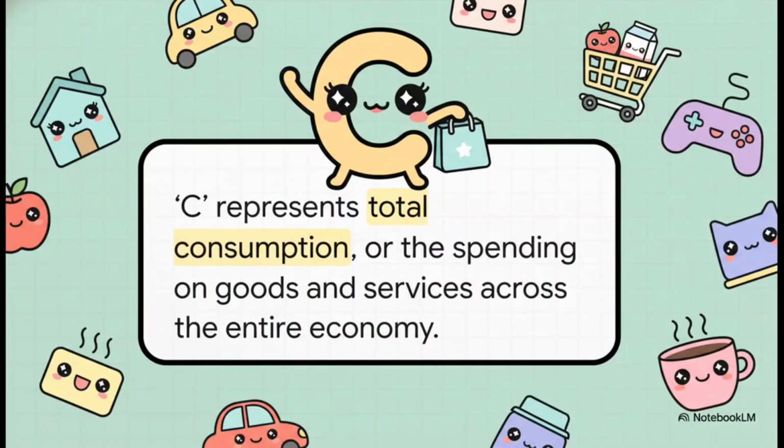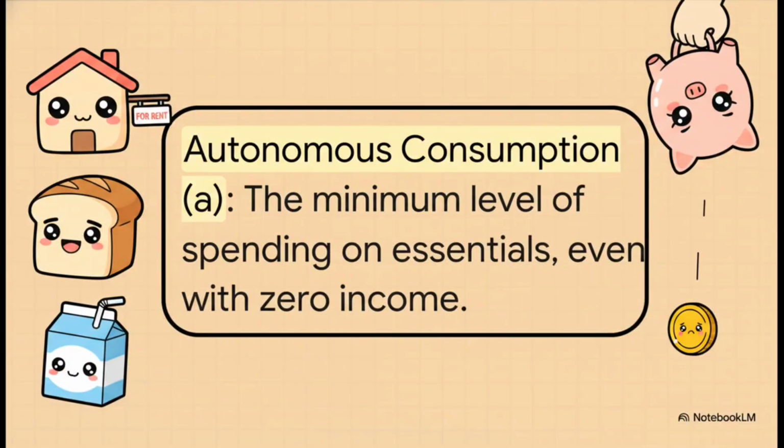So first, you've got C. This one's easy. It's the big one. It just stands for the total amount of consumption, which is all the spending on all the goods and services across the whole economy. Then there's A. This is what we call autonomous consumption. The easiest way to think about this is as your survival spending. You know, the bare essentials you need to cover just to exist, like food and rent. It's the amount you'd have to spend even if you had absolutely zero income, maybe by using your savings or borrowing money.